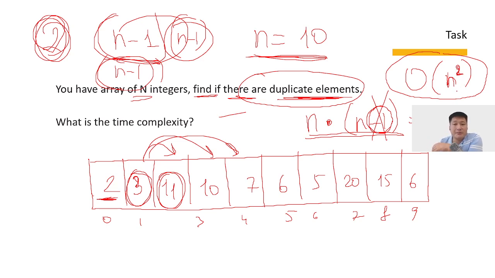So if we have 10 elements, it will take maximum 100 operations to perform this task, to do this algorithm. Maximum 100 operations. Why 100? Because 10 to the power of 2. Okay, I hope it's clear, guys.